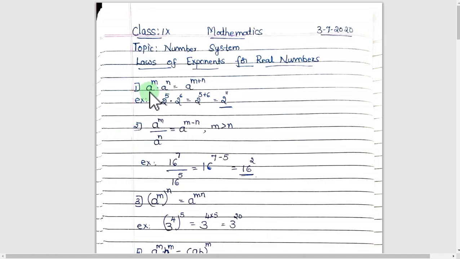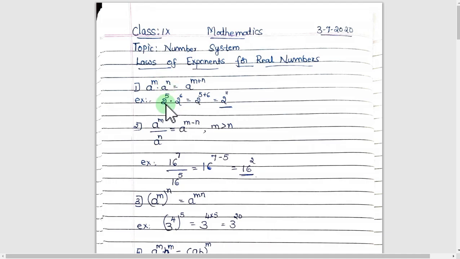First law, a to the power of m into a to the power of n. Here there is no sign, which means you have to consider that as into, is equal to a to the power of m plus n. The meaning of this is the base is the same. This is for exponential numbers.